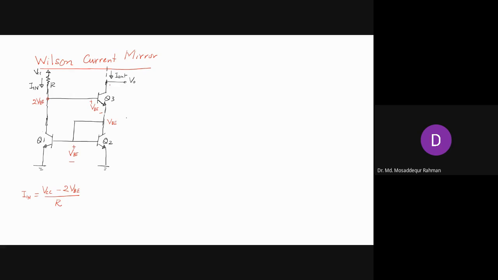Now, what is the output resistance here? That will determine how much improvement we get. Still, this is a cascode configuration from the output side, because this is like common emitter, common base. So to find R naught, we need to see what the resistance is from here. Let's call it R02. How much is R02?